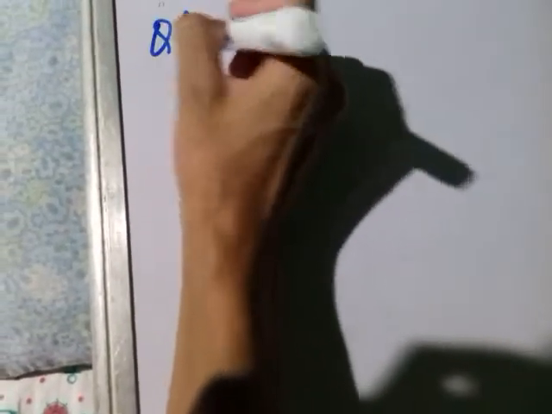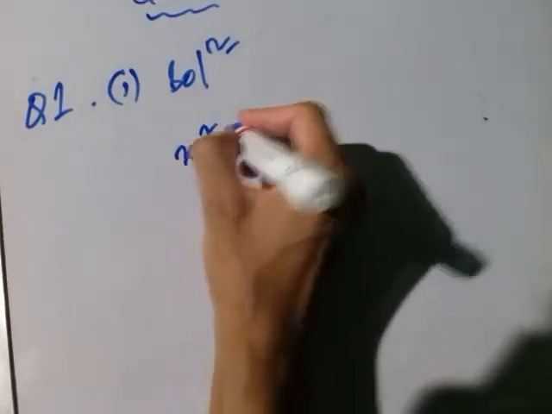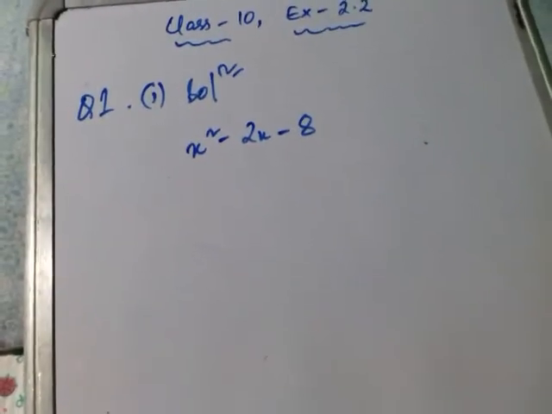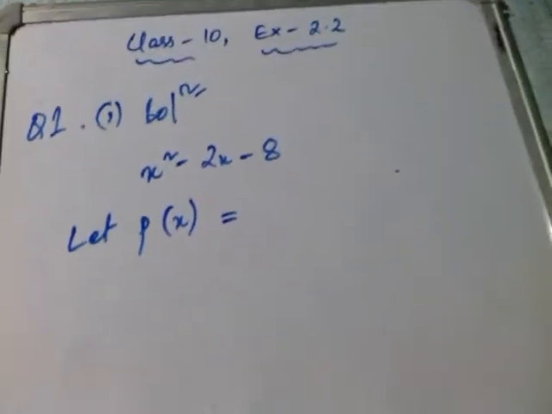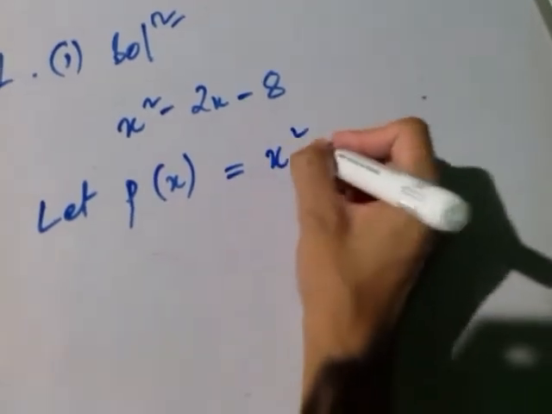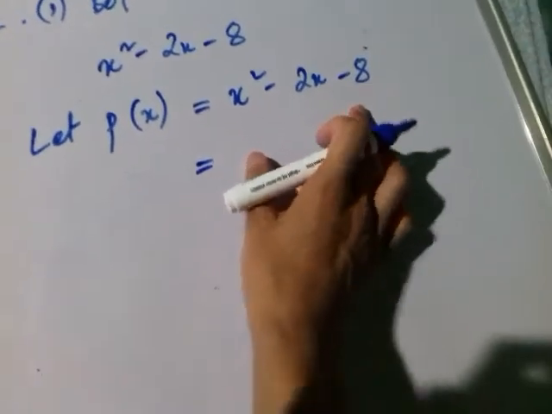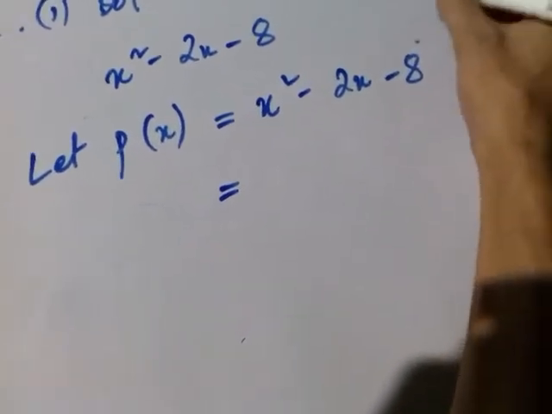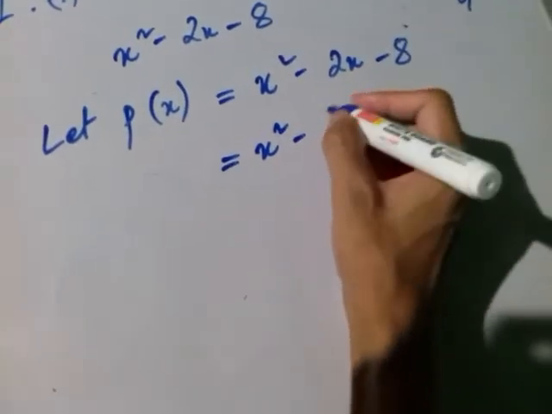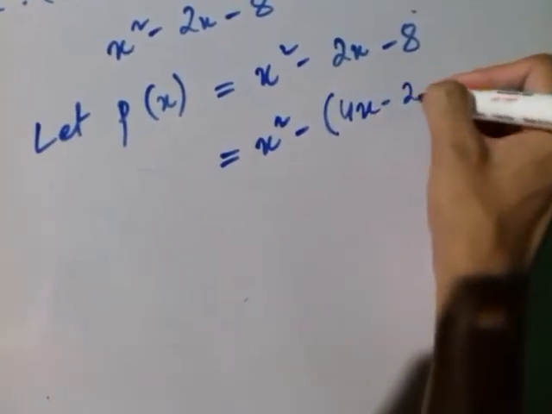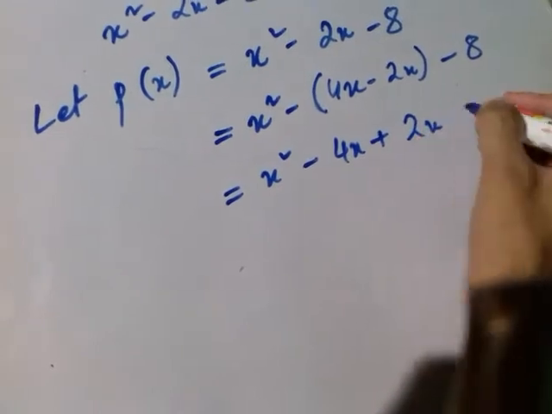Now we will do question number 1, part 1. The question is x square minus 2x minus 8. Let p of x equals x square minus 2x minus 8. Then you will do middle term factorization, which you have done in class 9. You will take 8: 2 fours are 8, 4 minus 2 is 2. So x square minus 4x plus 2x minus 8.